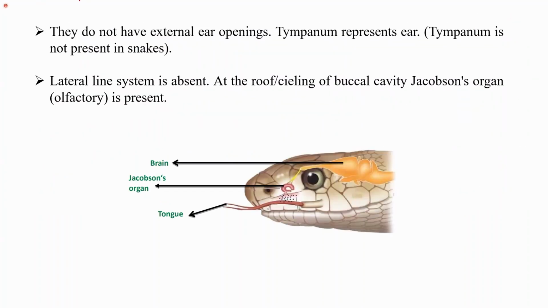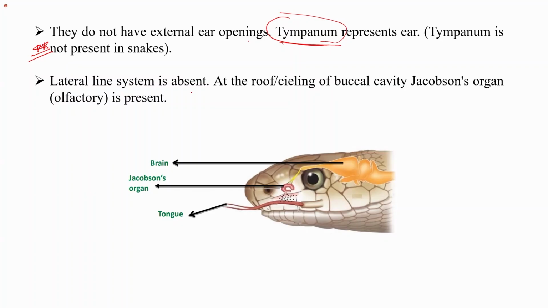They do not have any external ear opening. So external ear opening is absent. Tympanum represents the ear. So the ear is represented by a very short structure, which is called the tympanum. And the tympanum is not an exception to the ear openings, they do not have a tympanum, that is, they do not hear.